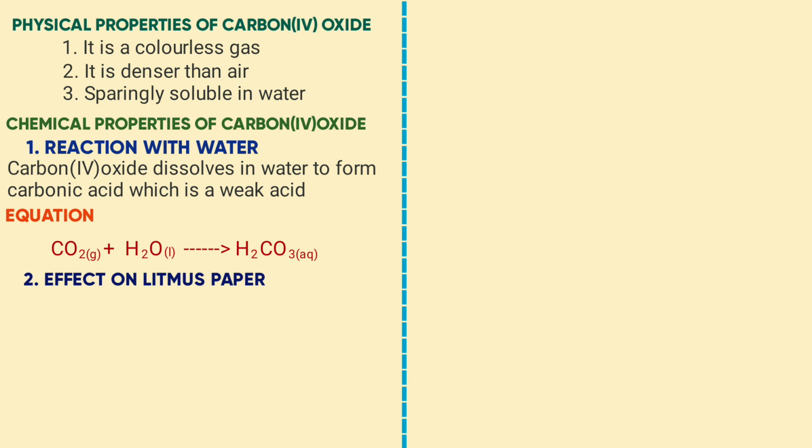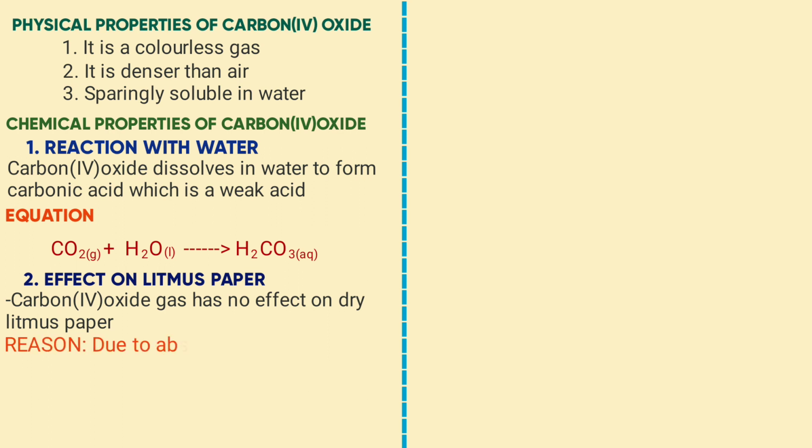Now, 2. Effect on litmus paper. Now, you look at two situations. Effect on dry litmus paper. Carbon dioxide has no effect on dry litmus paper. Reason: due to absence of water to form carbonic acid.